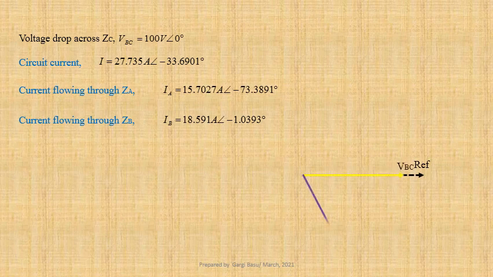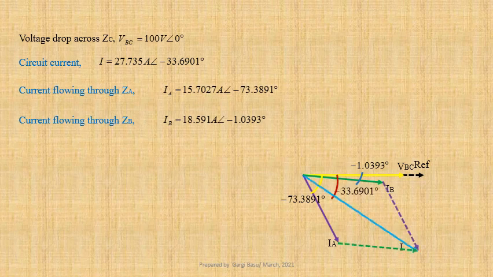Now we shall plot the phasor diagram taking VBC as reference. IA lags the reference by an angle 73.3891 degree and IB lags the reference by an angle 1.0393 degree. By taking phasor sum of IA and IB, we get supply current I, which lags the reference by an angle 33.6901 degree.